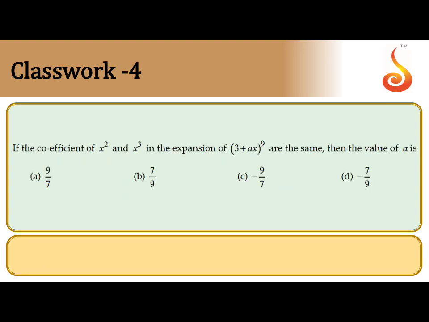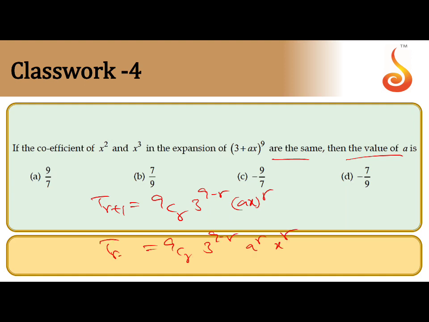The coefficients of x square and x cube in the expansion of (3 plus ax) whole power 9 are the same, meaning equal. The value of a they are asking. So what is the general term we can take first? T r plus 1 is 9Cr 3 power 9 minus r (ax) power r. That is 9Cr 3 power 9 minus r into a power r into x power r. This is the general term. So we want the coefficient of x square and the coefficient of x cube to be equal.